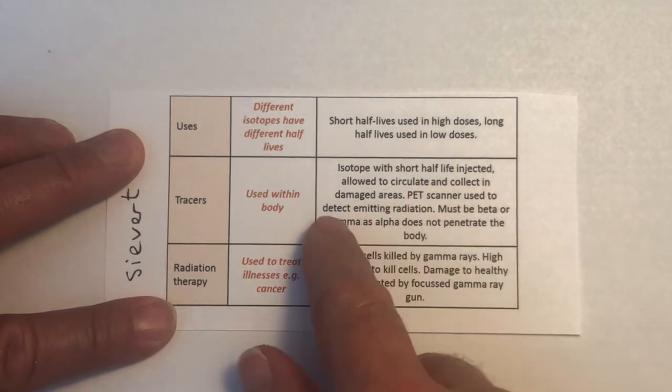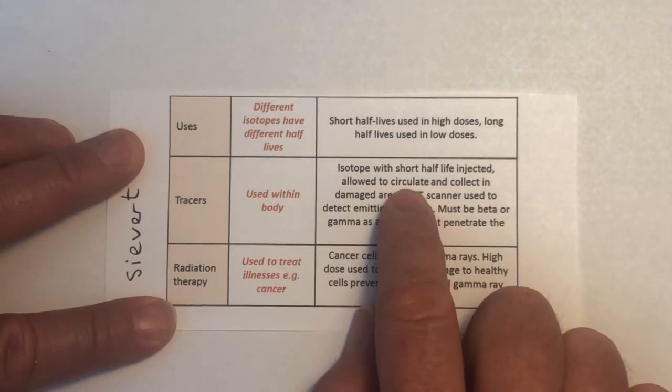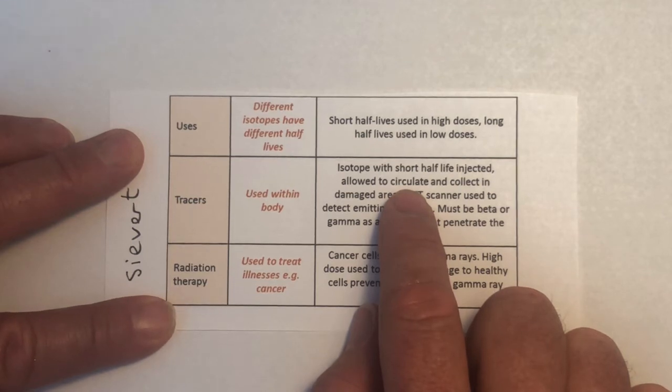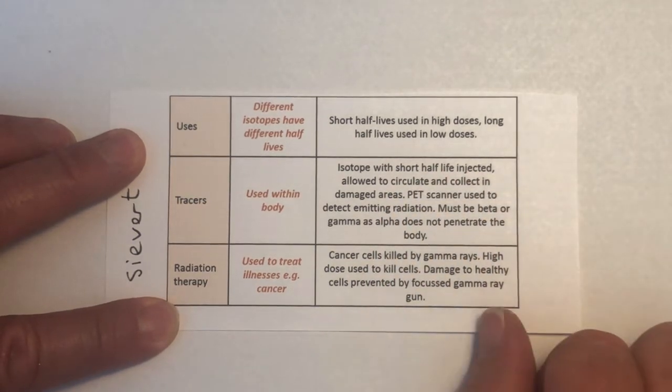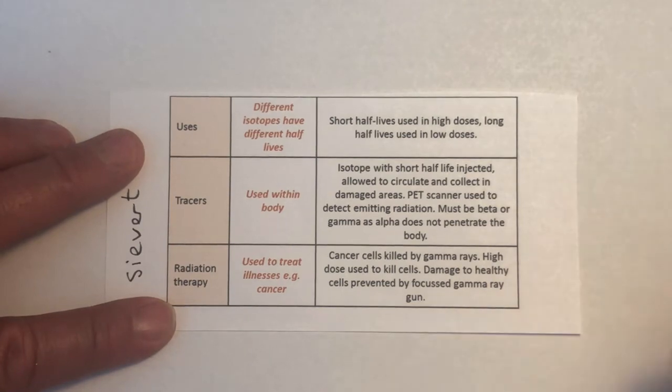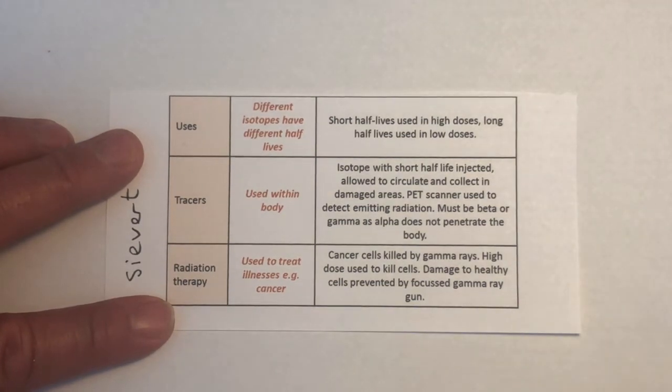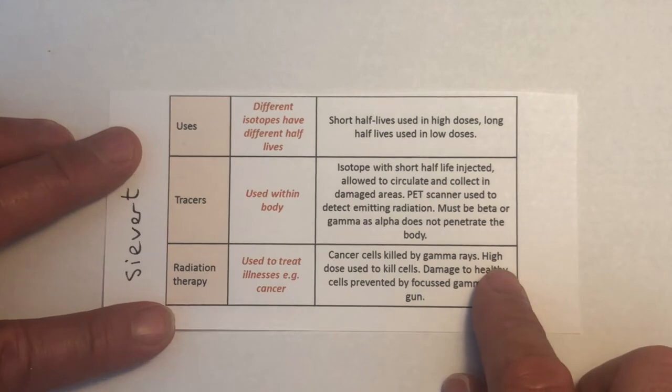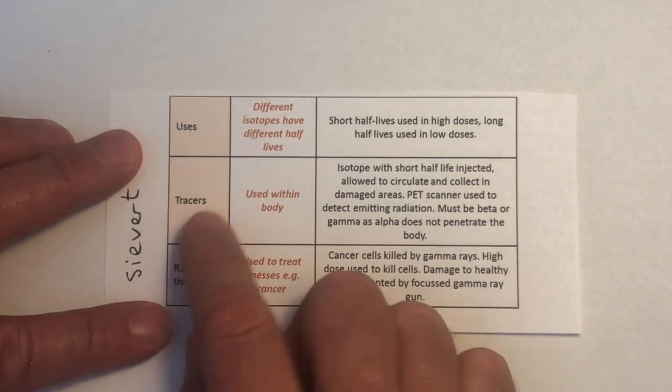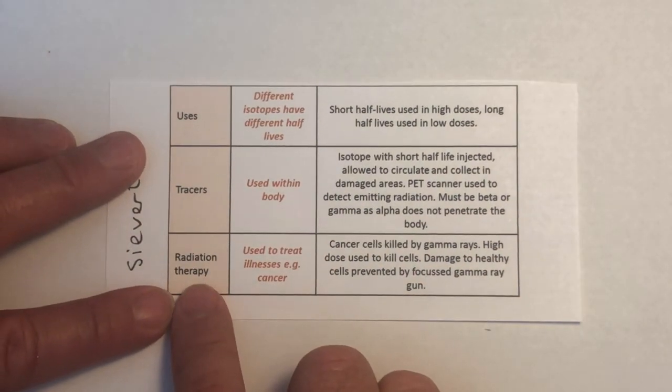Now it says here injected. Sometimes you can have some of these as a drink. My wife had one once and she had to drink about 2 pints of this liquid. That liquid then goes into her, she goes back an hour later and it's gone around her body. So that's tracers.